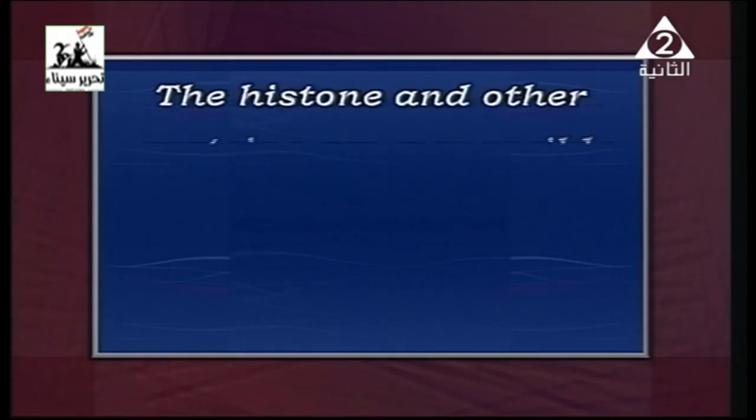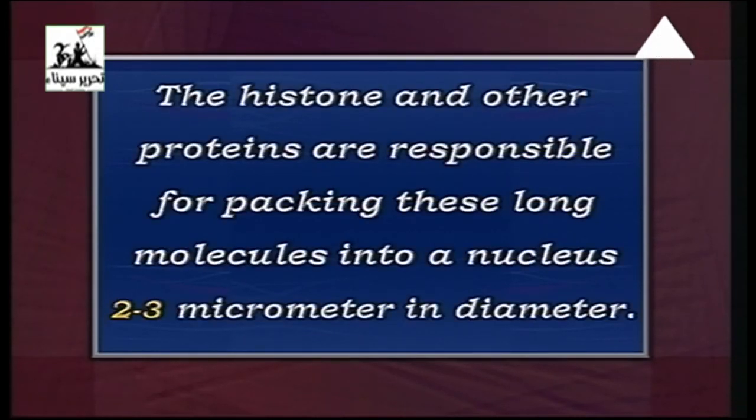And imagine that the diameter of the cell itself is a maximum of 3 microns, while the DNA itself, if we stretch it, we can measure in meters. So the histones and the other proteins are responsible for packing and condensing these long molecules into a nucleus, inside the cell itself, which is 2 to 3 micrometers in diameter.